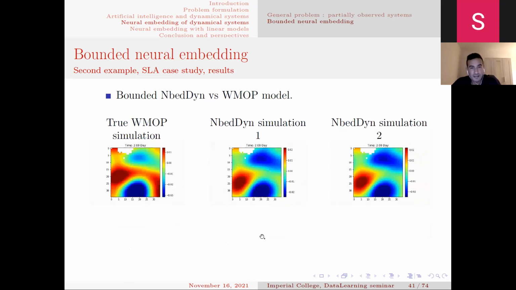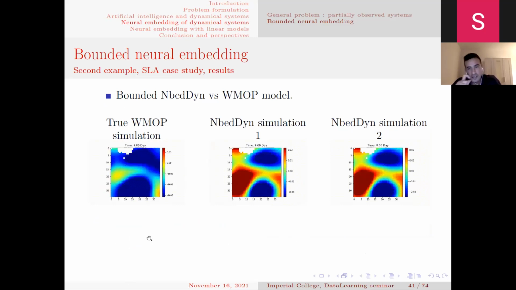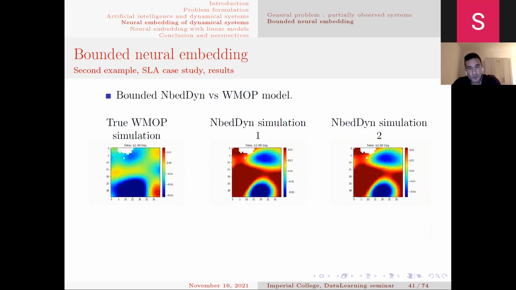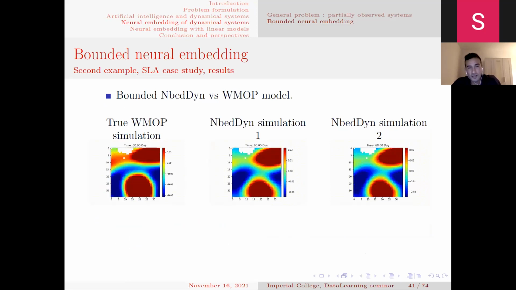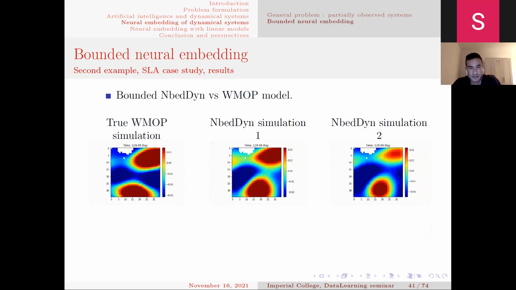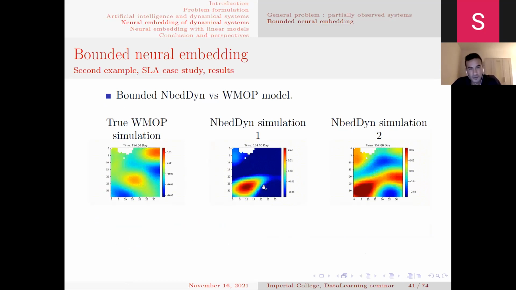So what we did here is that we simulated two neural embedding simulations starting from slightly different initial conditions. When compared to the true WMOP simulation, we can achieve a good short-term forecast. Our model doesn't diverge and keeps simulating realistic spatial temporal structures with respect to the true WMOP simulation up to infinity. Regarding the two neural embedding simulations, even if they start from slightly different initial conditions, they diverge from each other after a finite amount of time, and they start simulating their own version of the future.